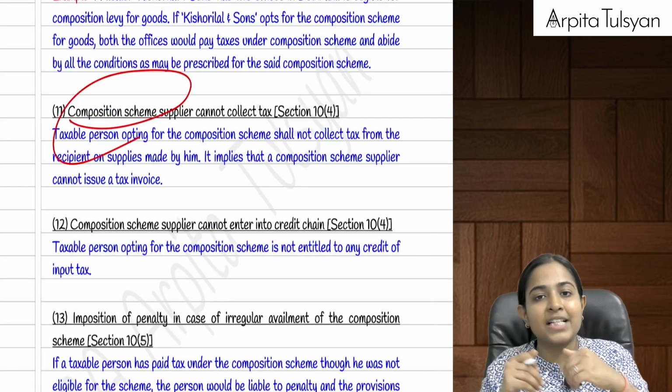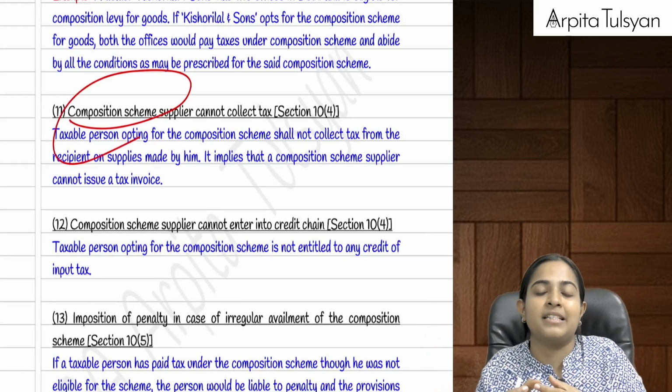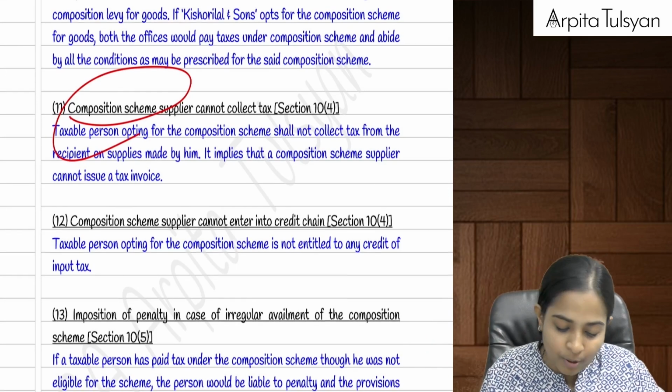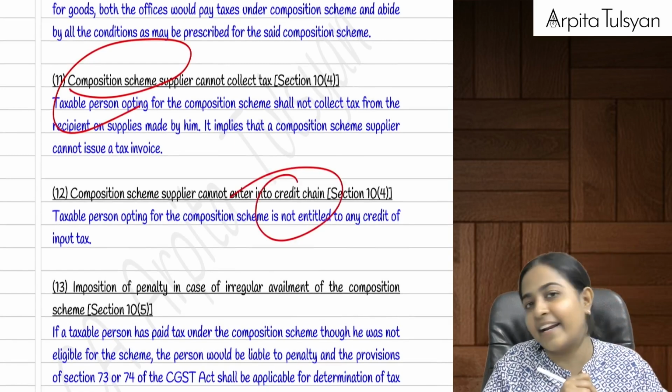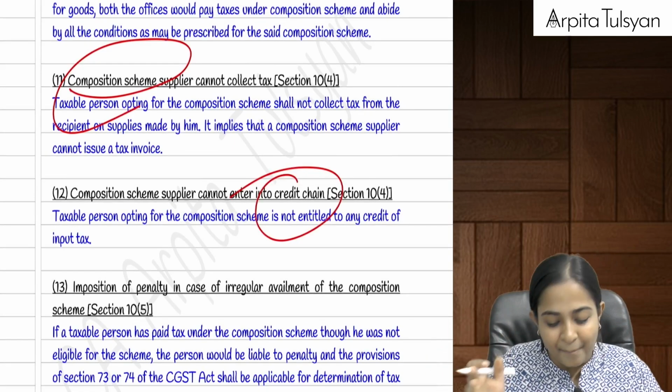Okay, then composition scheme person. Can he collect the tax from the customer? No, he will just collect the value of goods from the customer. Tax he has to pay from his own pocket, and he cannot take the credits. Okay, he cannot take the input tax credit. Therefore, the credit chain breaks there.